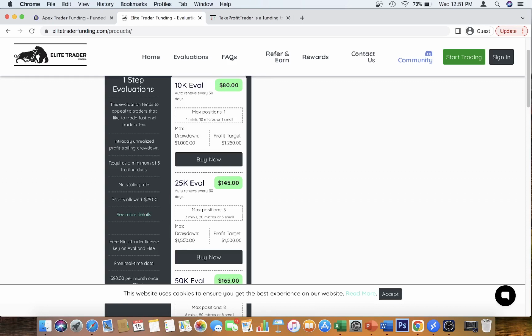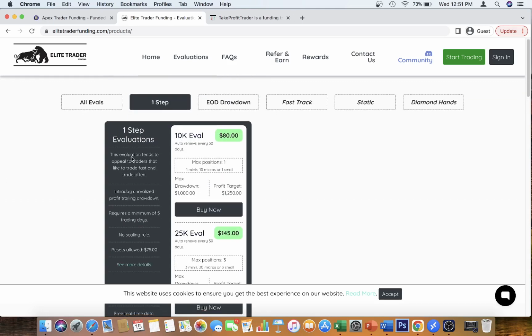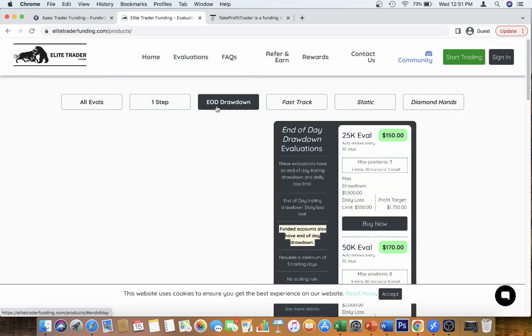And even if you take an evaluation where they might offer an end of day drawdown, they might switch you to a trailing drawdown based on unrealized gains in the pro account. So it's important to note that. They also offer what's called an end of day drawdown, which is based on your account value at the end of the day.